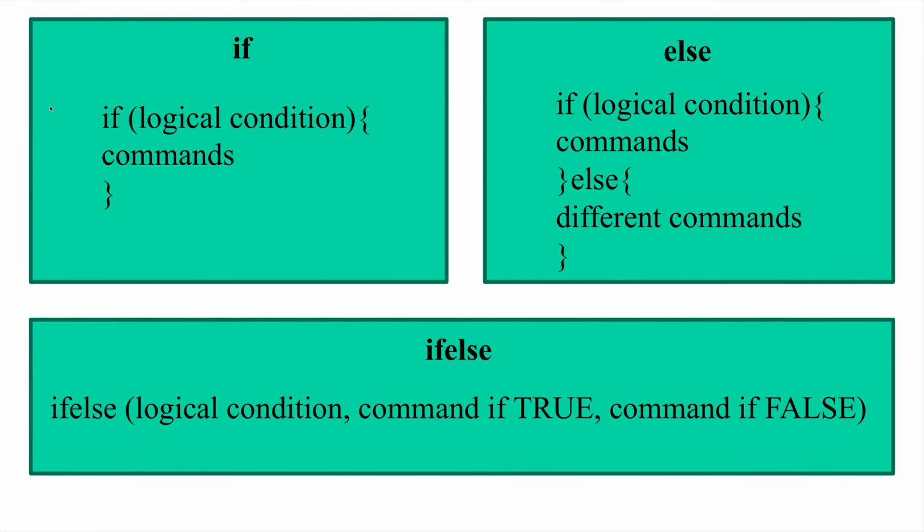Now there is also somewhat of a shortcut to combining if and else statements, and that is the ifelse statement. So the general form of the ifelse statement is ifelse followed by the logical condition, and then the command for the action that will be performed if the condition is true, and the command for the action that will be performed if the condition is false.